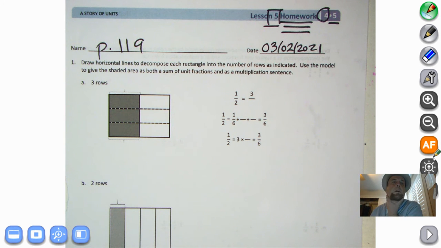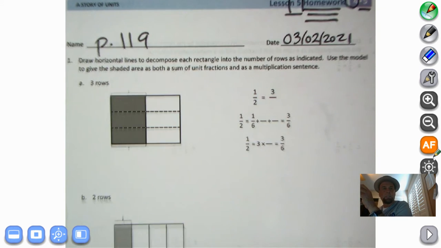It says draw horizontal lines to decompose each rectangle into the number of rows indicated. Use the model to give the shaded area as both a sum of unit fractions and a multiplication sentence. So you can see what started off here first. Let's take a look. 3 rows.